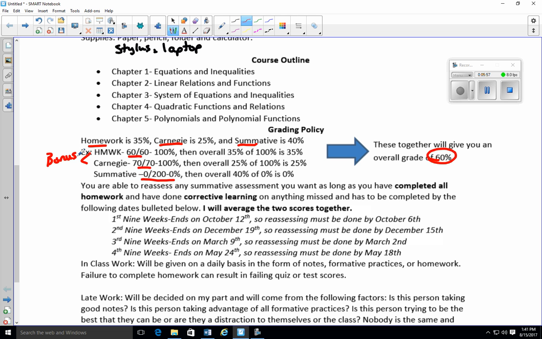But obviously, in order for me to grade them and average them, I'm asking you to do all reassessing of tests by these dates, because if the first grading period ends on the 12th, this would be the previous Friday. So that at least gives me a week to grade those on top of all the other things that I would have to be grading.